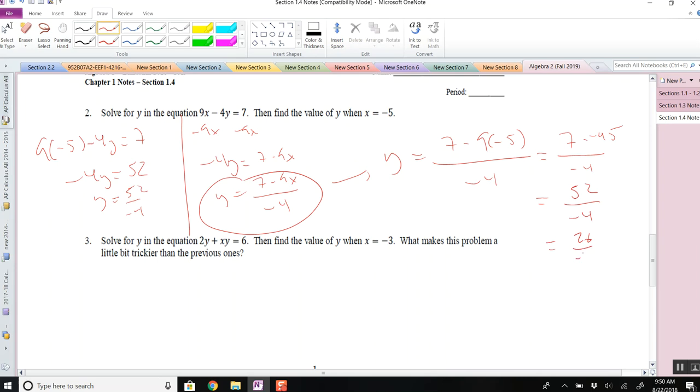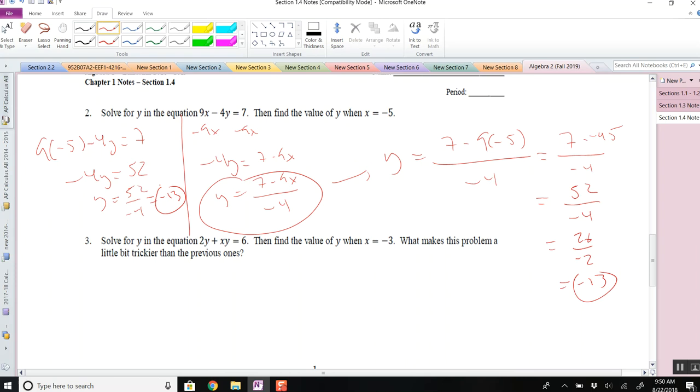Get 26 over negative 2, which is of course negative 13. So actually, sometimes it's not such a bad idea to try 2 different techniques because you should get the same thing. Of course, I didn't, and I caught myself. I'm human. We all make mistakes. But yeah, just be careful.